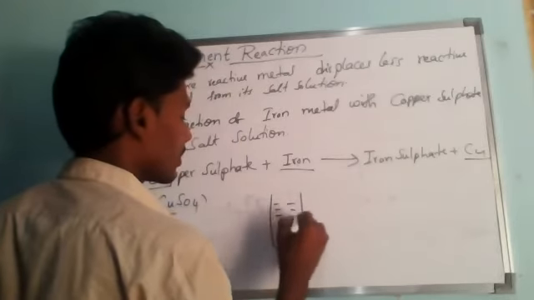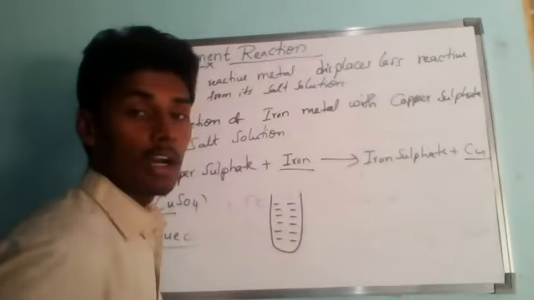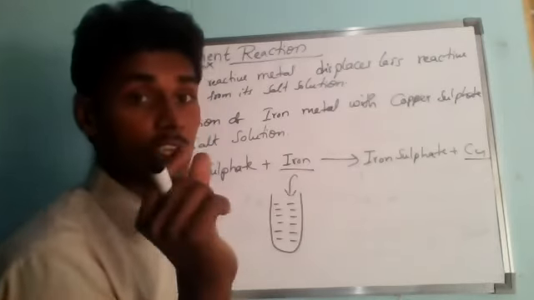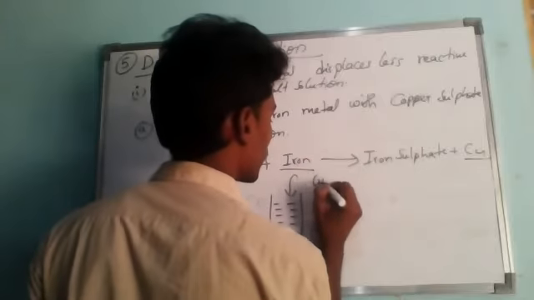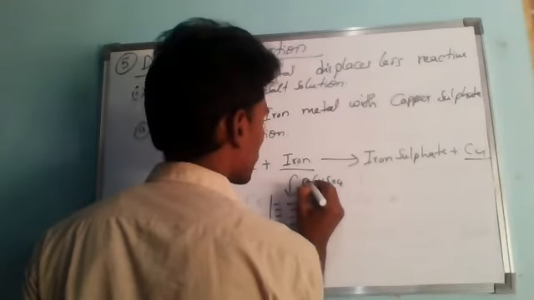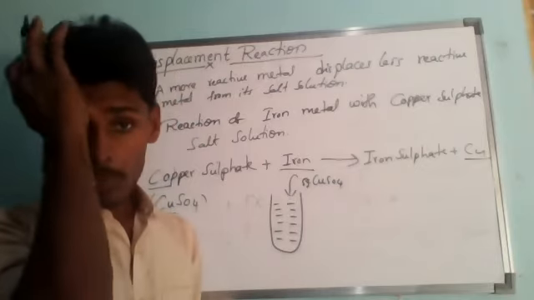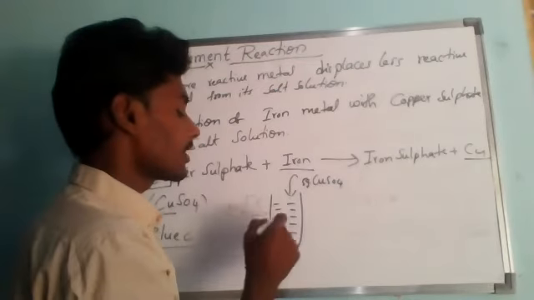Take 50 ml of water in a beaker. This is water, and add 5 grams of copper sulfate crystals. Just 5 grams of copper sulfate, CuSO4, added to it, and try to stir it properly. So this water will be transparent in color.